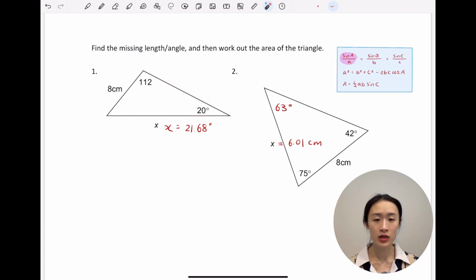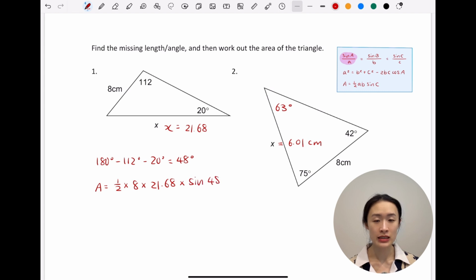If I pick the final angle, we can see that each side, 8 and x, we know, but we don't know the angle. Remember, angles in a triangle add up to 180. Therefore, we can find this missing angle very easily, and that gives us 48. We can work out the area of this triangle, a half times 8 times 21.68 times sine 48. And then put that in the calculator, area is 64.45 centimeters squared.